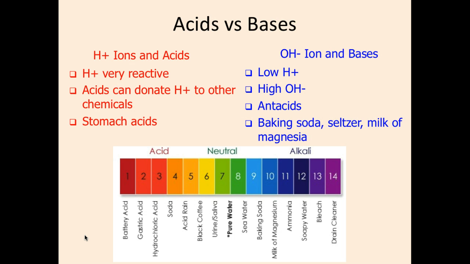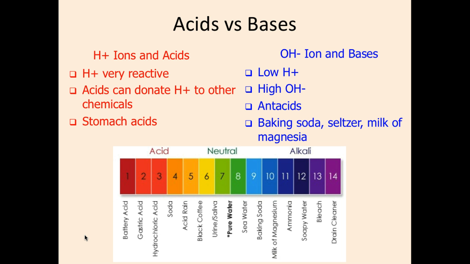So acids in general, again, are going to have those H plus, those hydronium ions. They're going to tend to be reactive. Acids can donate hydronium ions to other chemicals, and a prime example of this would be the acids in your stomach. You can see everything from the red to yellow on this scale are all acidic. So black coffee, soda pop, hydrochloric acid, and battery acid are all acids.